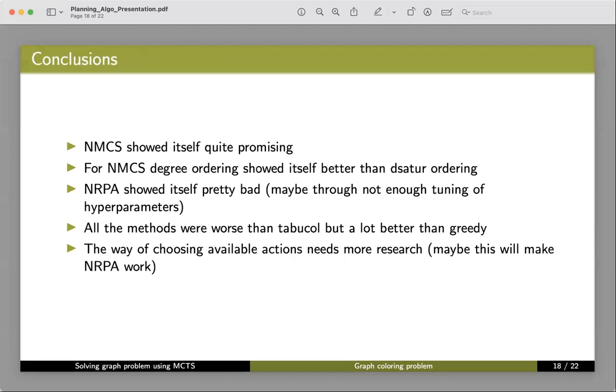So, conclusions. NMCS showed itself quite promising, but we need more testing. For NMCS, degree ordering showed itself better than the minimal available colors ordering. NRPA showed itself pretty bad, but we still haven't searched hyperparameters for it, so maybe this is because of hyperparameter tuning. And all the methods are worse than Tabucol, but a lot better than greedy. So that's something. And also we have to research the action space.